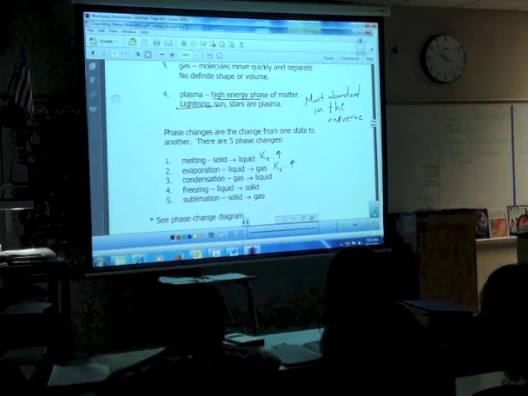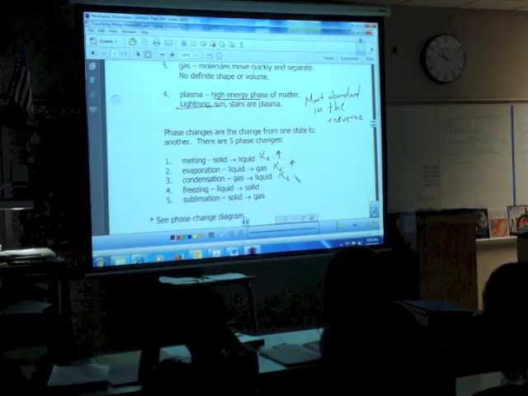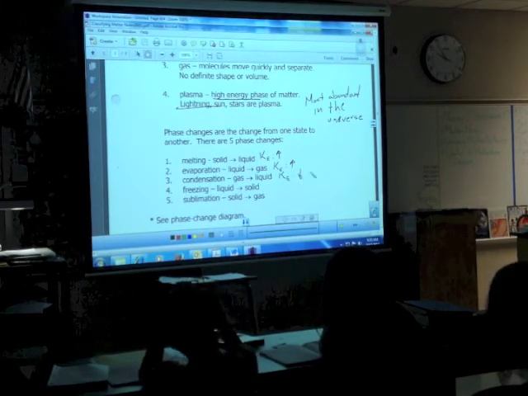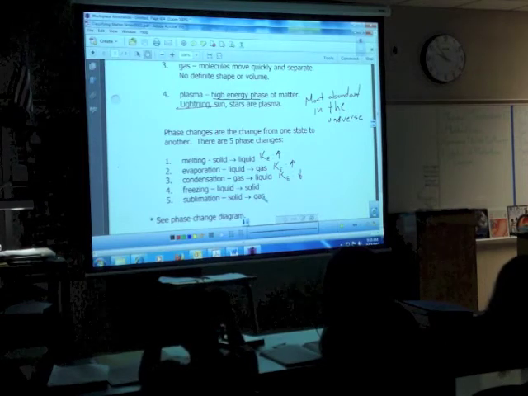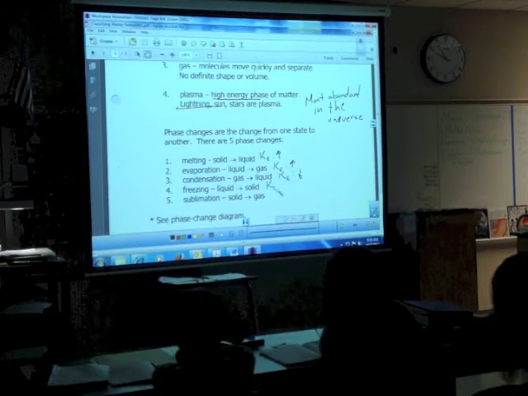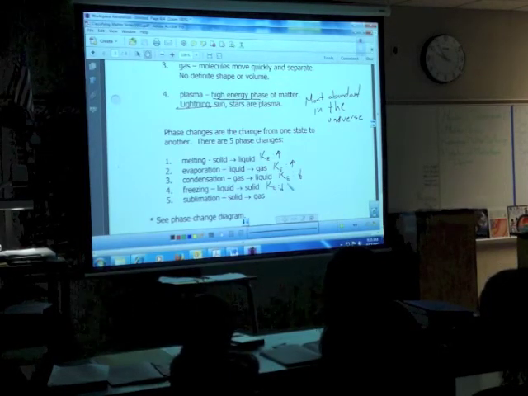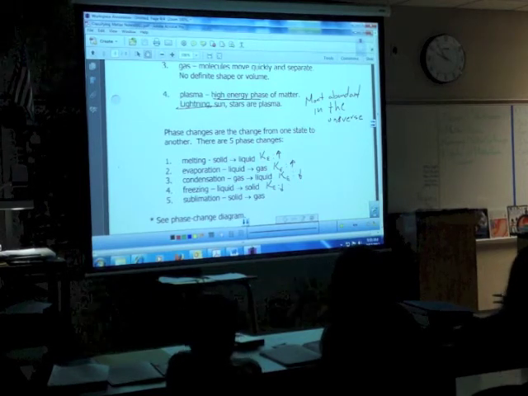Condensation is a gas to the liquid. What's going to happen to the kinetic energy here? Decreases. Liquid to a solid, what happens to kinetic energy here? Decreases. And the only one that I think that you probably did not know is sublimation.